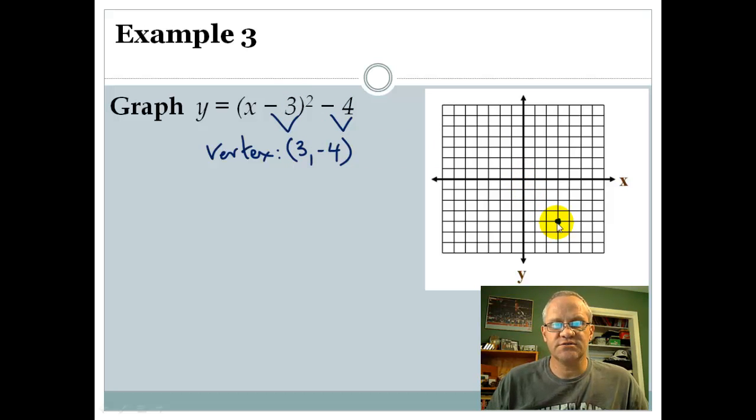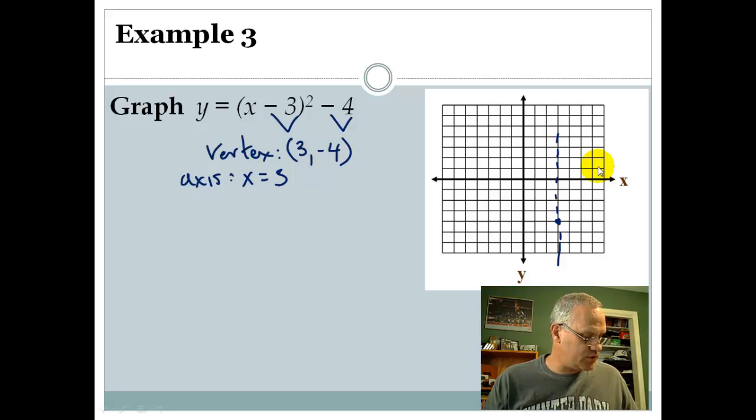Once you've got the vertex, and by the way, just a little side note here, remember the axis of symmetry? It was x equals whatever h is. Well, what's h? h is 3. So your axis of symmetry is x equals 3. Great. Okay. Then to finish this off, you just want to find the other points. Make a little table and find the points.